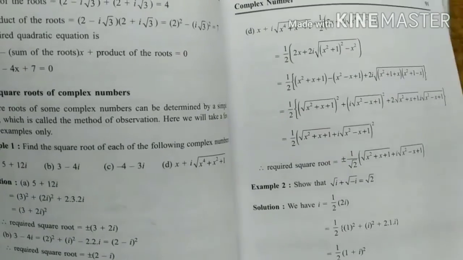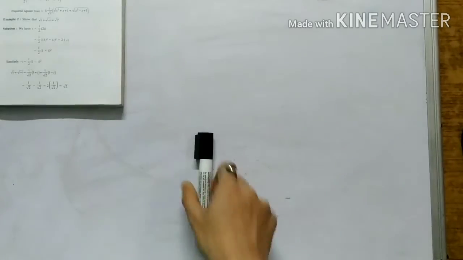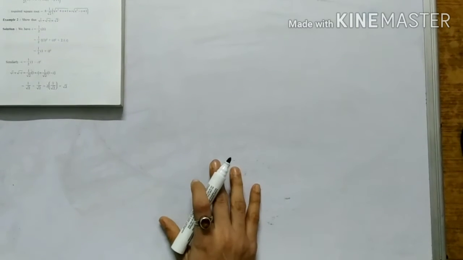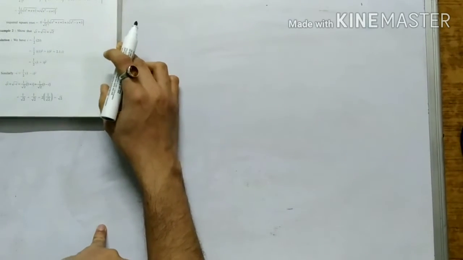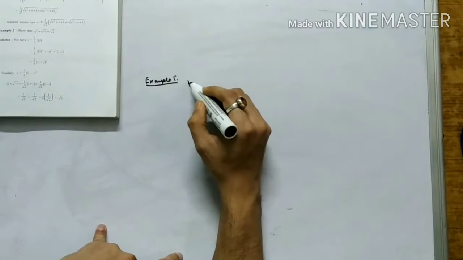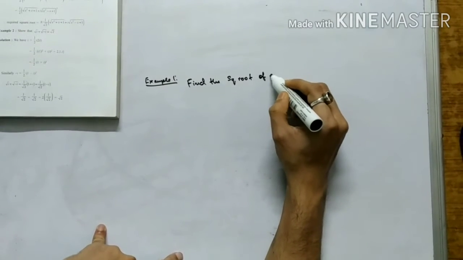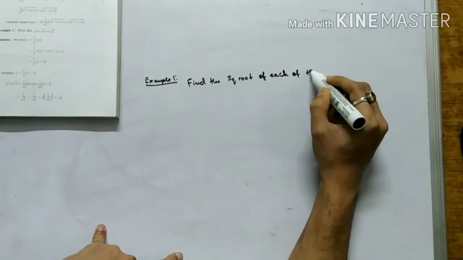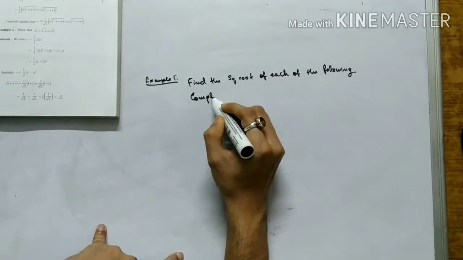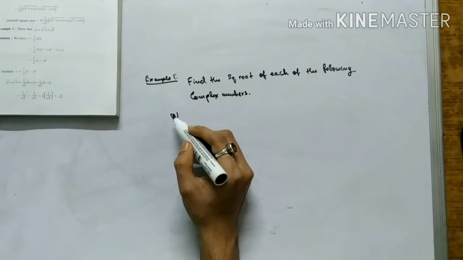Okay, so now here you see example 1. Page number 90, example number 1. Find the square root of each of the following complex numbers.